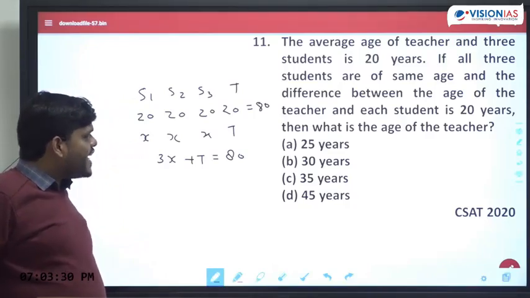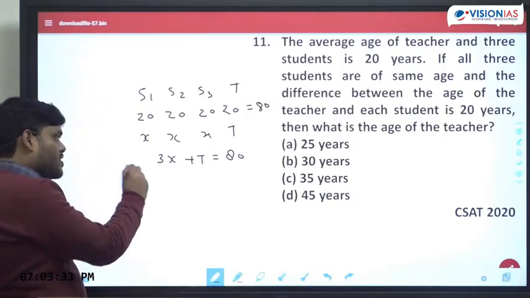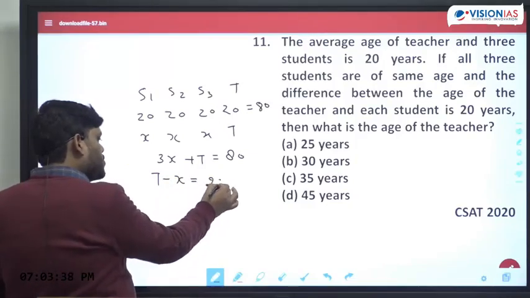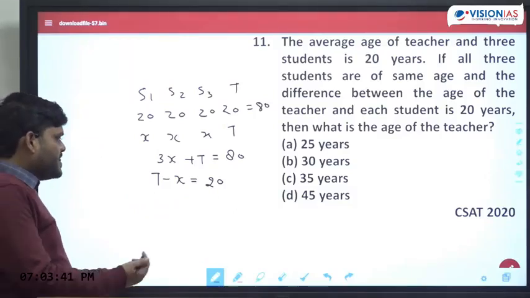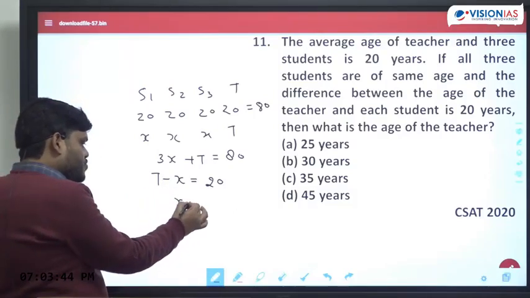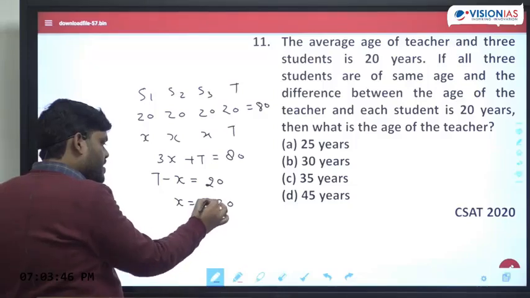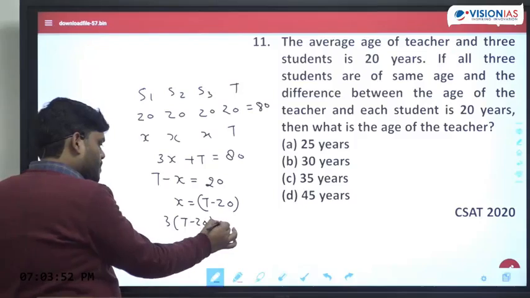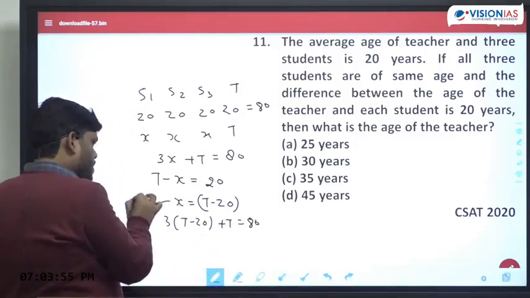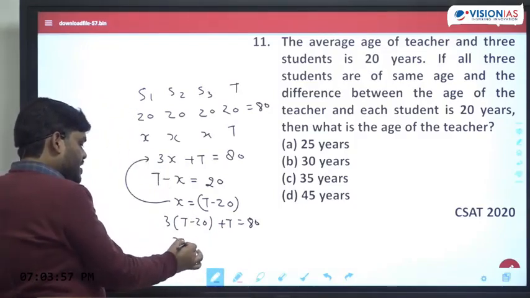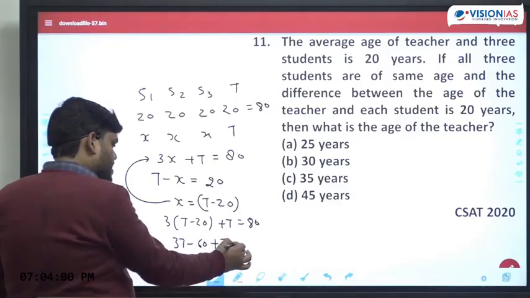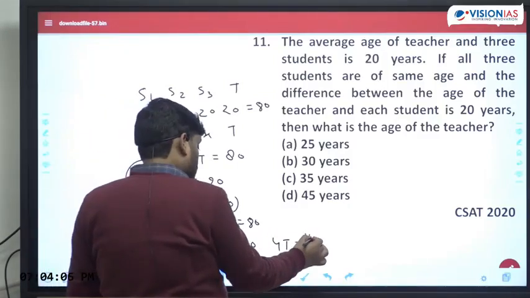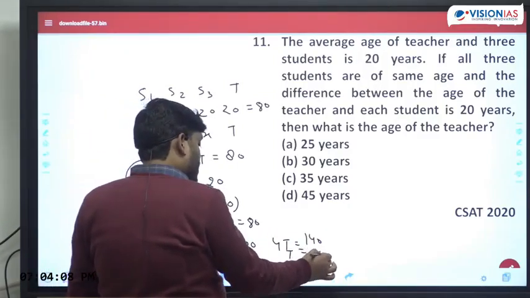And the difference between the age of the teacher and each student, not all 3, means t minus x is equal to 20. Then what is the age of the teacher? That means x is equal to t minus 20. We can put this value here. So 3 into t minus 20 plus t is equal to 80. 3t minus 60 plus t is equal to 80. So 4t is equal to 140. t is equal to 140 by 3.